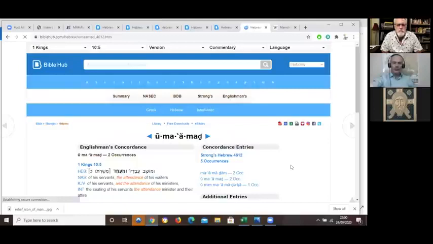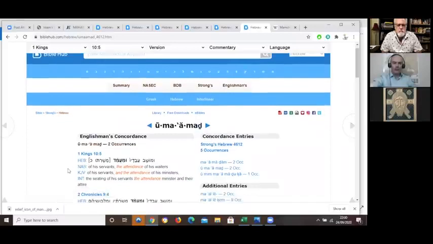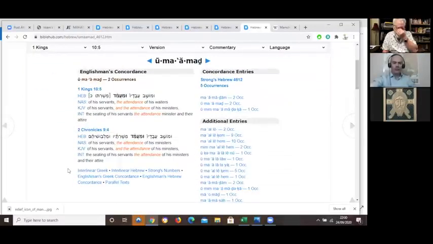These references don't have any kind of significance: of his servants, the attendants of his waiters, of his servants, the attendants of his ministers. It's got no reference to temples, no reference to the Lord, no reference to anything. It's very minimal. It's just a governing body. They've translated it here as attendants.